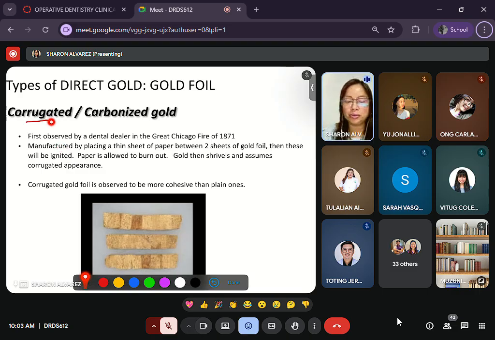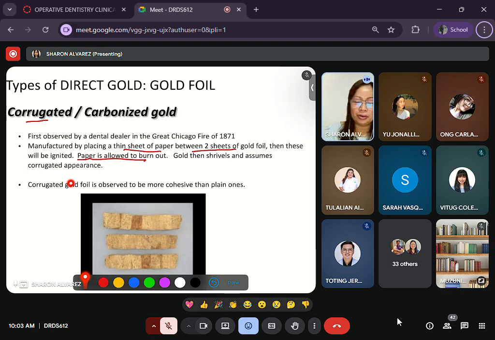So how do manufacturers manufacture corrugated or carbonized foil? They would gather gold foil sheets, and then they would place a thin sheet of ordinary paper between two gold foil sheets. And then they will ignite the paper. When the paper becomes ignited, the paper will burn out together with the gold. After this, the gold will become shriveled and it will assume a corrugated appearance. Now, they have manufactured corrugated gold foil.